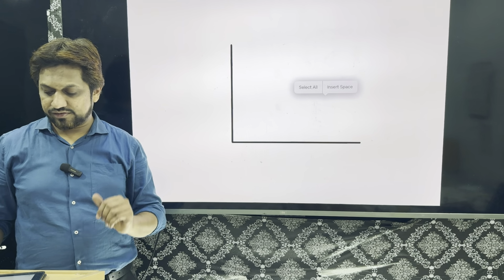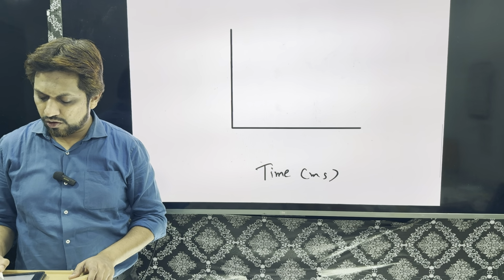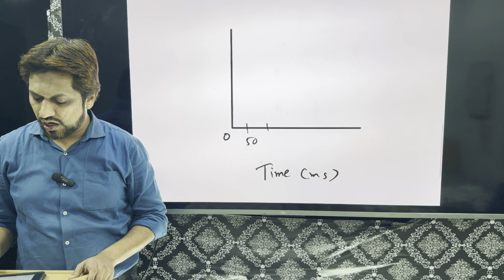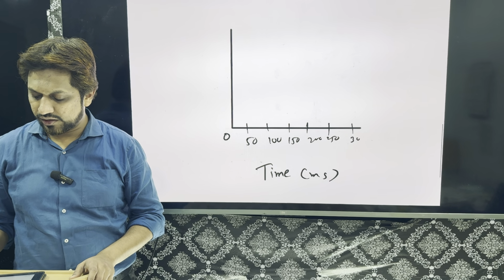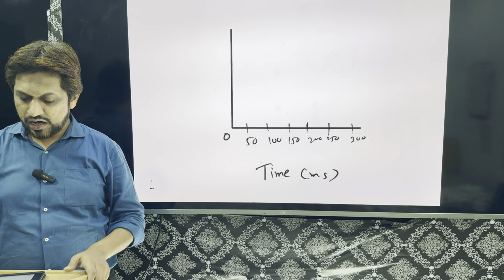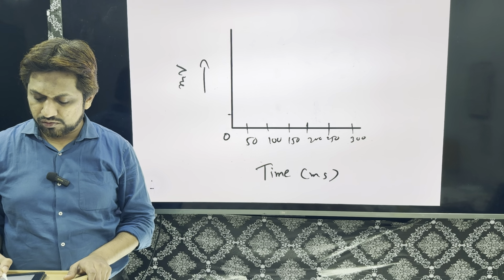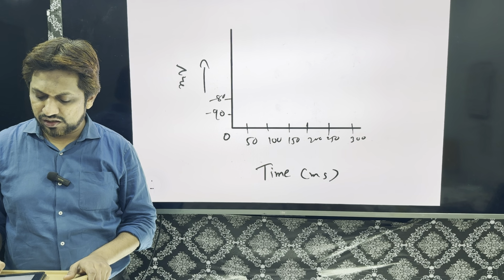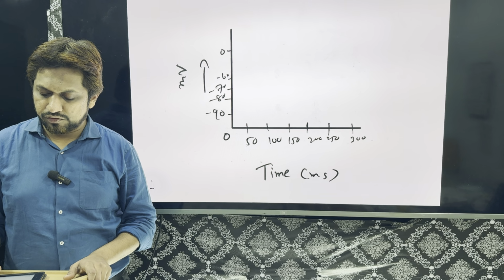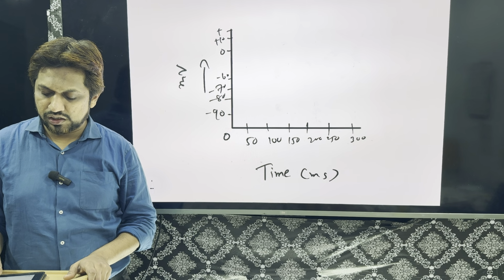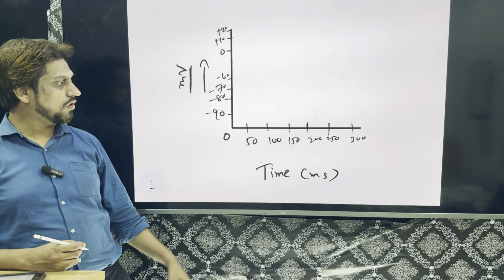On the x-axis we'll plot the time duration in milliseconds. We'll plot it as 0, 50, 100, 150, 200, 250 and 300. This is the time duration. And on the y-axis we'll record the potential difference in millivolts. Initially it will be minus 90 millivolt, minus 80, minus 70, minus 60, and so on, then 0, plus 10, plus 20, and so on. So on the y-axis is the potential difference in millivolts.